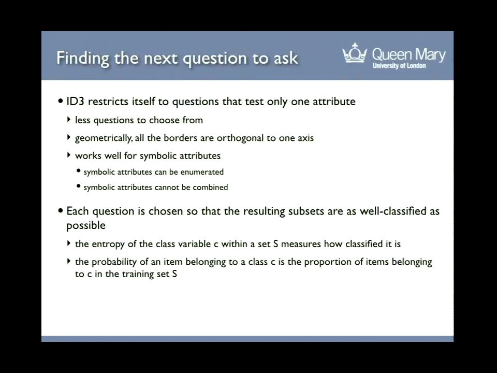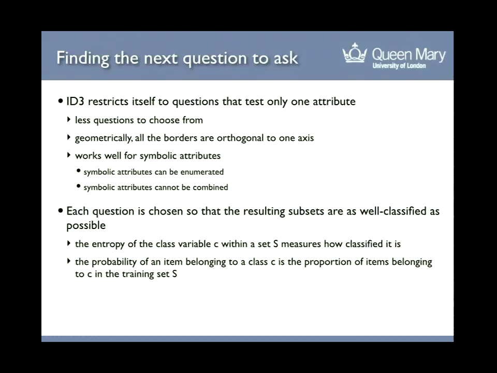Now, what we're talking about here is how do you know which question is the best one to ask? And the idea is you want to choose the question which makes the subsets as well classified as possible. That is, ideally, we want all the yeses on one side, all the noes on the other side. Just as we had when we had some points down here and some points up here, and we wanted to draw a line between them and separate the crosses from the zeros, or the red from the green in the example in the previous slides. So we want that type of thing.